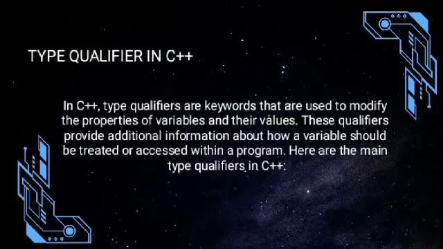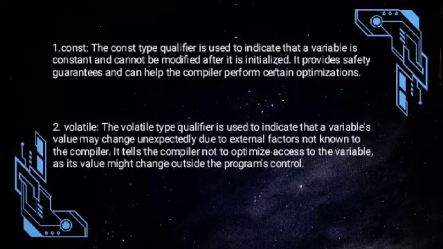Type qualifiers in C++. In C++, type qualifiers are keywords that are used to modify the properties of variables and their values. These qualifiers provide additional information about how variables should be treated or accessed within a program. Here are the main types of qualifiers in C++.